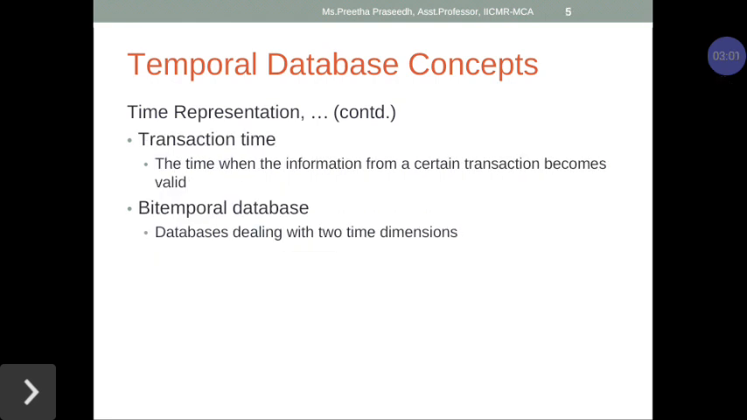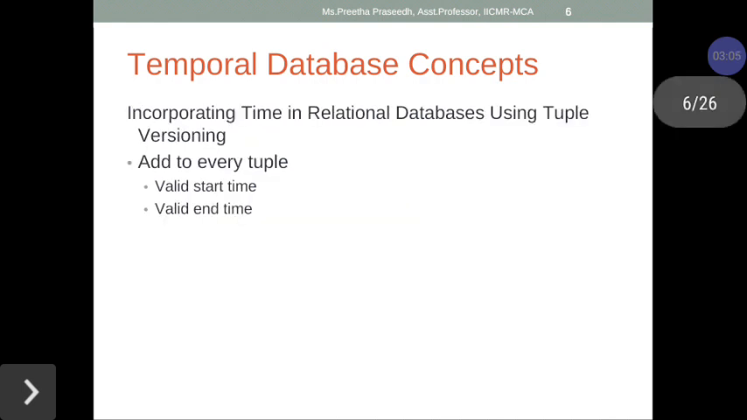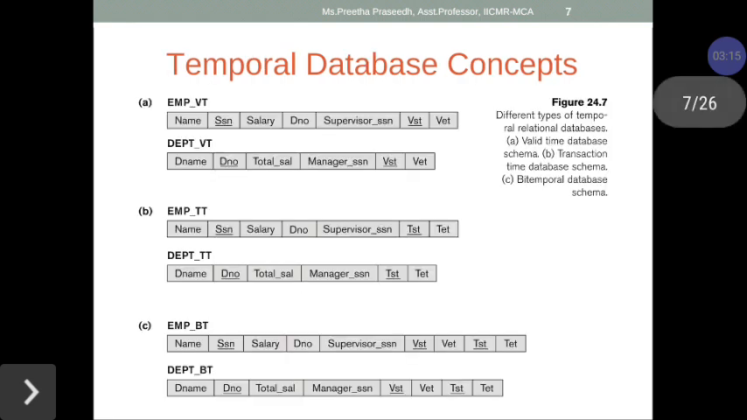So this is transaction time, bitemporal database, and valid time that we have already discussed. Incorporating time in relational database using tuple versioning: for every tuple we have to add the valid start time and valid end time. So see this example. In A, it is given a valid time database. So apart from the normal columns, it is having VST and VET at the end. It is showing the valid start time and valid end time.